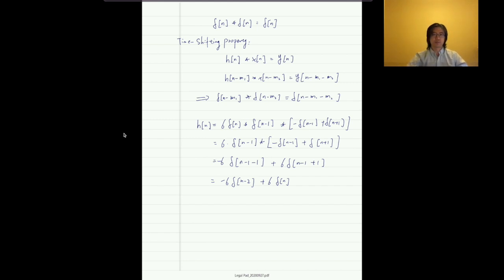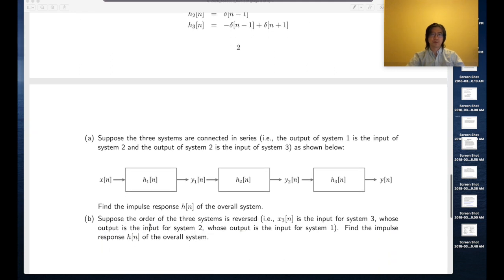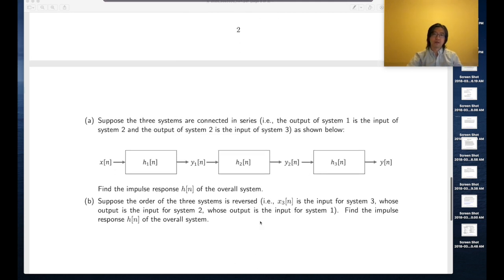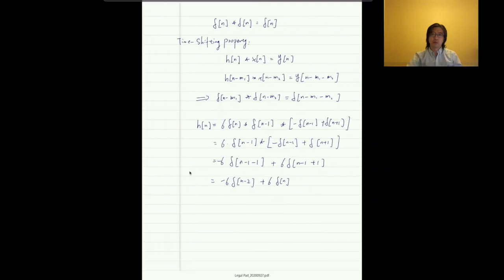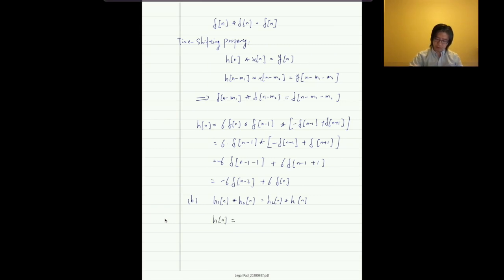Now let's see part B. Suppose the order of the three systems is reversed, which means we have H3 first, then H2, then H1, and we find the impulse response of H. We have the commutative property of convolution: h1[n] convolved with h2[n] equals h2[n] convolved with h1[n]. When we do the convolution, the order doesn't matter. Therefore, the new impulse response of the system will be the same as before, so h[n] is not changed.